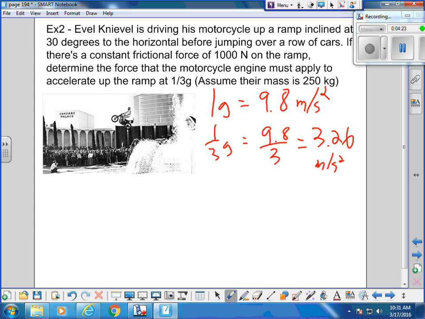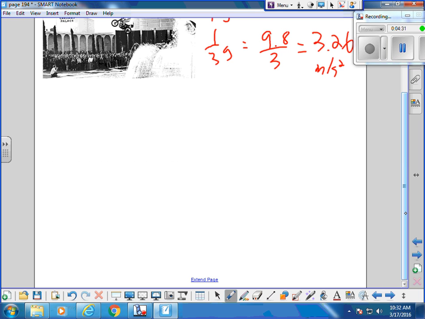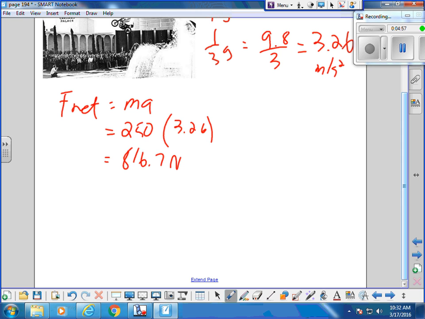Okay, so we want to know what force the engine must apply to overcome friction. I'm going to say that the net force, F net, is equal to mass times acceleration. Evel and his motorbike have a mass of 250. The acceleration is this 3.26. So the net force has to be 816.7 newtons. So far, pretty easy.